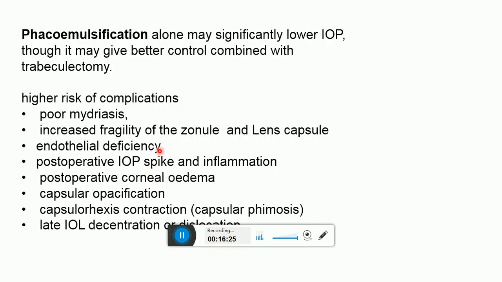Phacoemulsification alone may significantly lower IOP, though it may give better control combined with trabeculectomy. There is high risk of complications due to poor mydriasis, increased fragility of the zonules and lens capsule, and endothelial deficiency. There is also an increased risk of a post-operative IOP spike, post-operative corneal edema, inflammation, capsular opacification, capsulorhexis contraction, capsular phimosis, and late IOL decentration or dislocation.